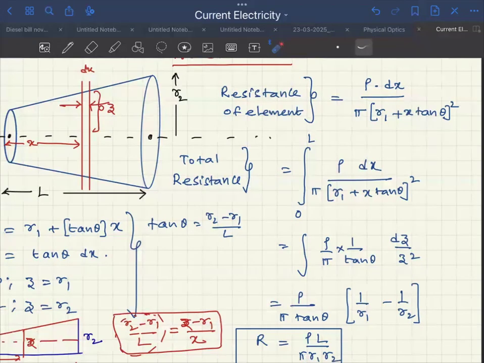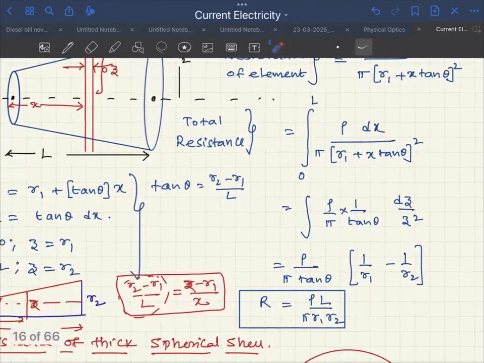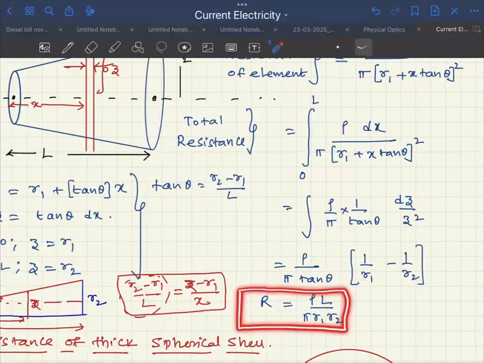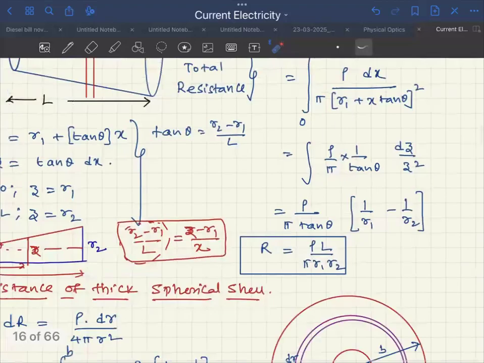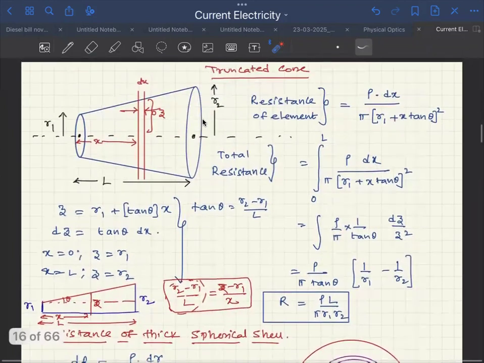And now I am integrating all those elements from 0 to L. After doing the integration, you will get the condition as capital R is equal to rho L by pi R1 R2. See, derivation is okay. It is good to remember. Otherwise, what happens is in the exam, you are supposed to derive.